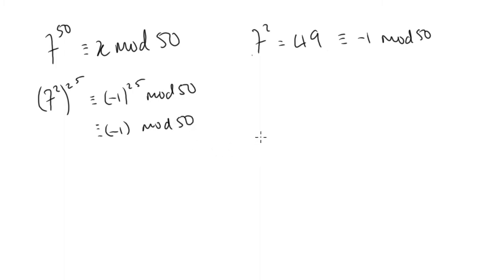And I'd like to express my answer between 0 and n, where n is the integer which we are working in. So in this case, n is 50. If we're working mod n, we like to express our answer as the least residue, meaning that our answer should be between 0 and n.